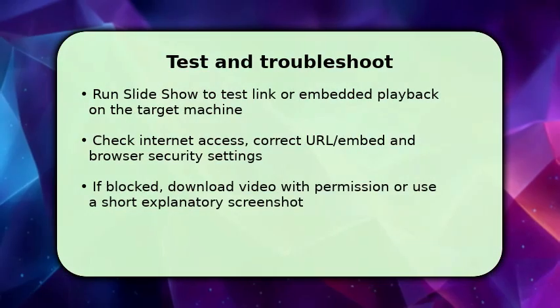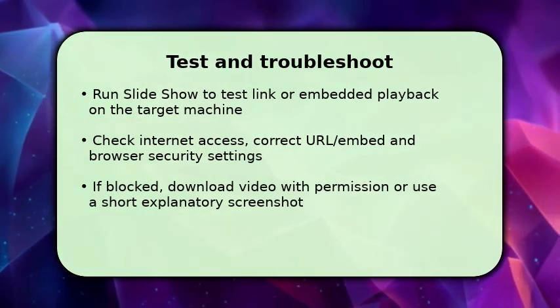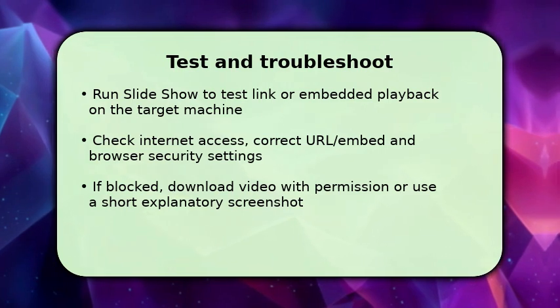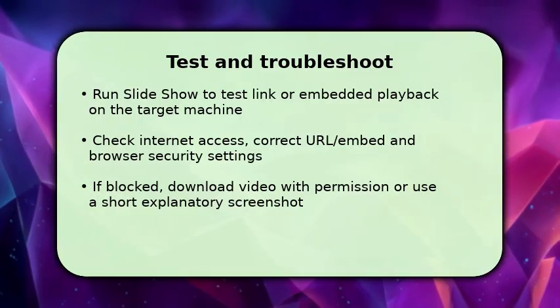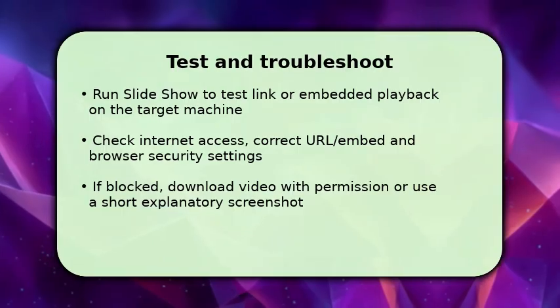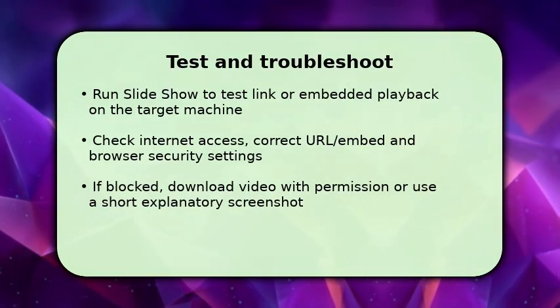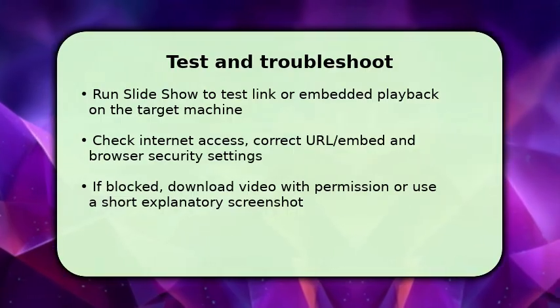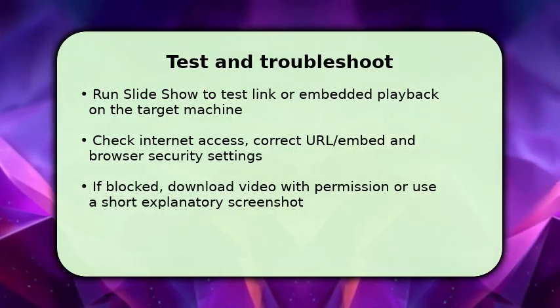Finish by testing in Slide Show mode on the actual computer you'll present from, because that verifies network and permissions. If the video won't play, make sure there's internet access and the URL or embed code is correct, and check browser or firewall restrictions that can block YouTube. If embedding is blocked, consider downloading the video with permission or include a screenshot and clear link as a fallback. One quick test, and you'll avoid surprises during your presentation.